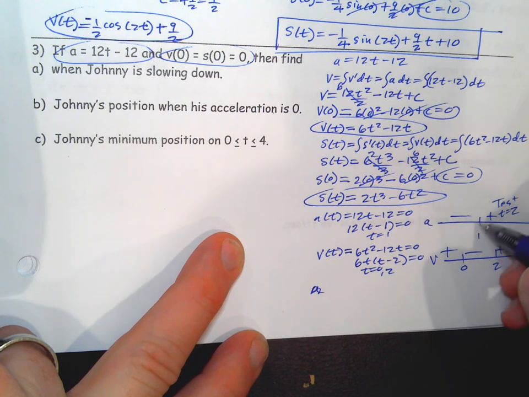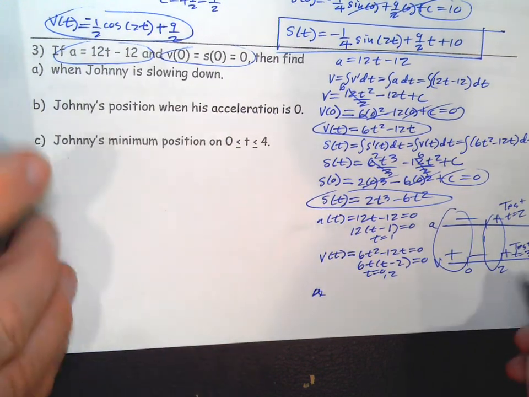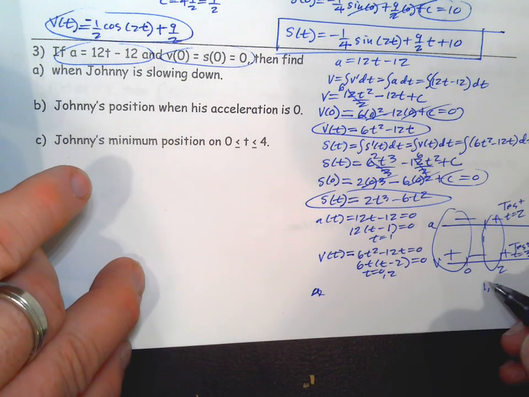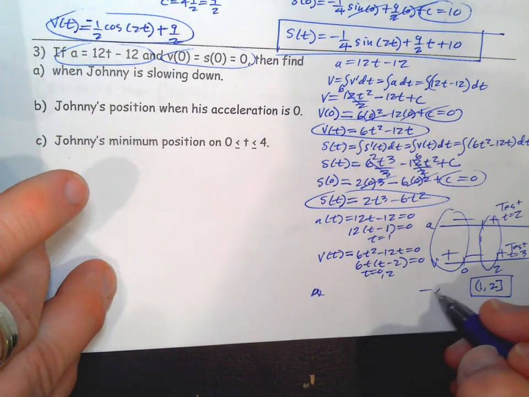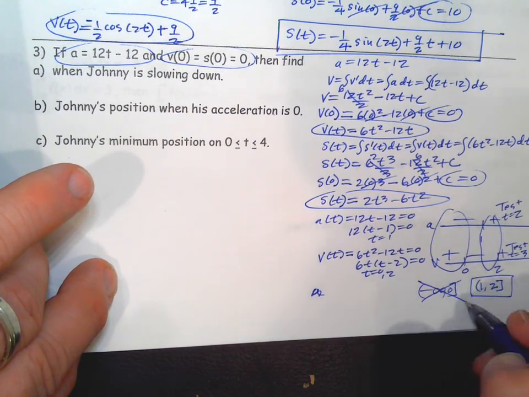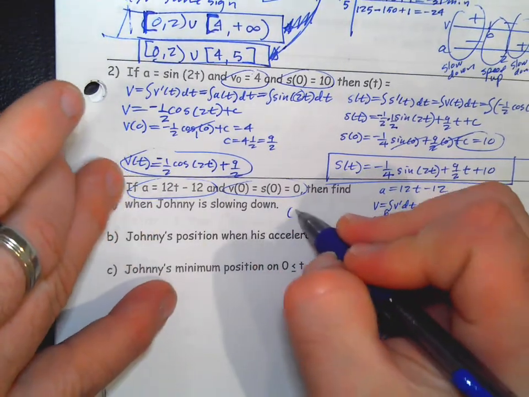So when is it slowing down? When the sign is opposite, which is here, but we're not going to include those for final answers in here. So we're going to say 1 to 2. And usually we include endpoints for velocity, but not acceleration. So I'm going to say that's when it's slowing down. This is also part of it, but we're not including negative time. So first one is 1, 2.